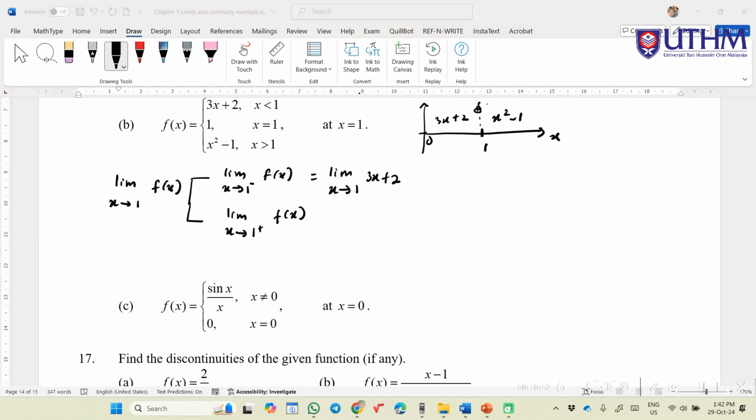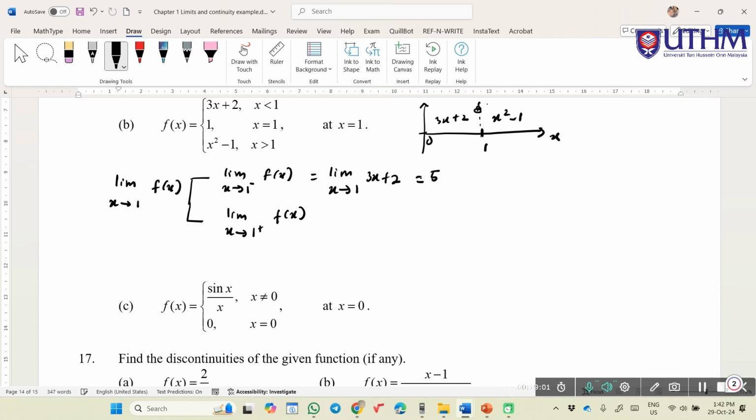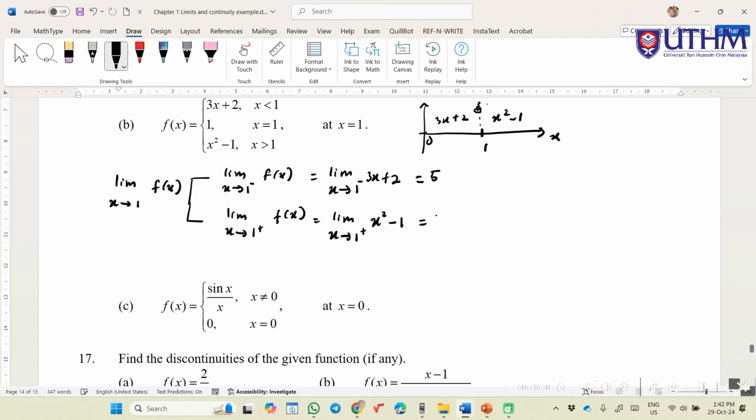Okay, so just substitute the value of 1. So the limit is 5. From the right hand side, we have the limit as x approaches 1 from the right hand side. So we use the function when x is greater than 1, which is x squared minus 1. We substitute the value of 1, so the limit is 0. Okay?